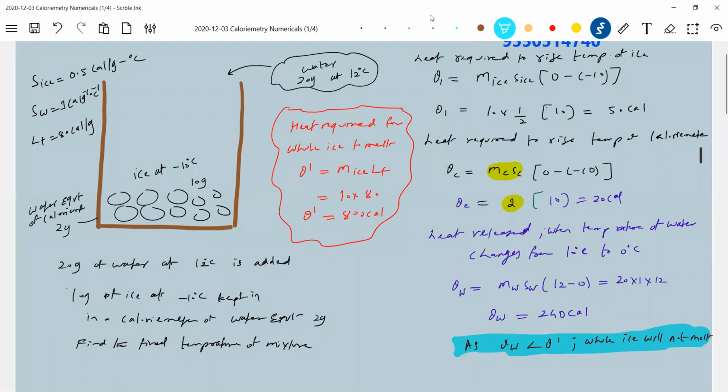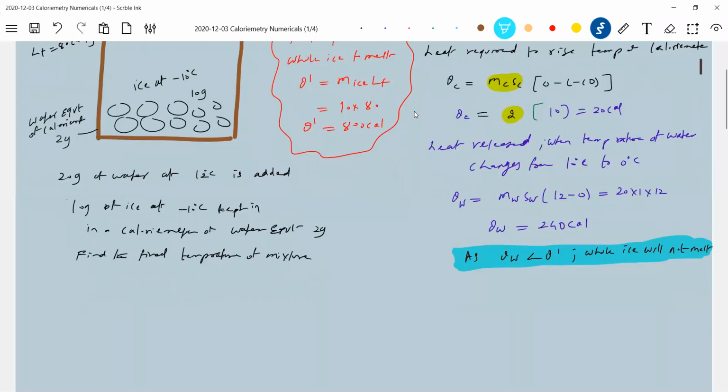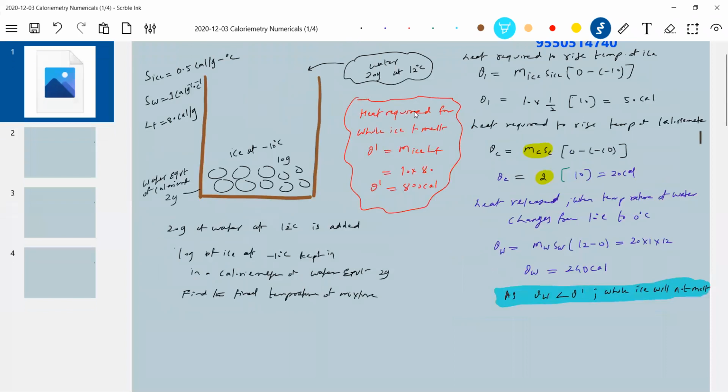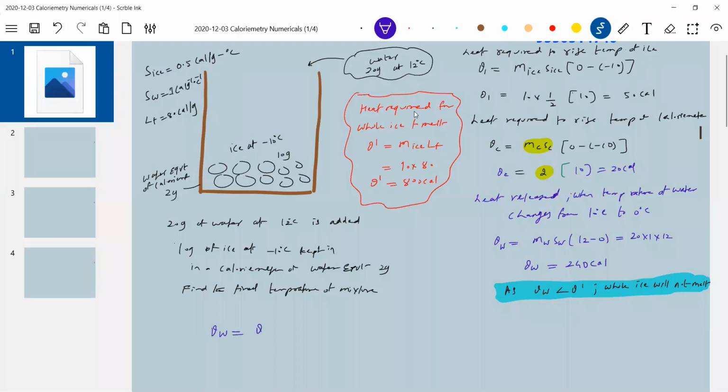So how much of the ice will melt? How to say that? Let's see this QW. I'll make everything visible here. Okay, now you can see this. QW should be equal to the amount of heat required to raise the temperature of ice from minus 10 to 0, plus the amount of heat required to increase the temperature of the calorimeter from minus 10 to 0, plus the amount of heat required for the ice to melt. For the ice to melt, I don't know what amount of ice will melt. I'll call that M.